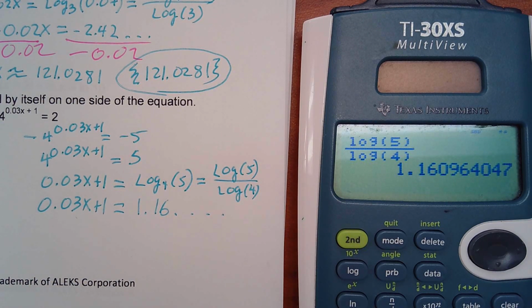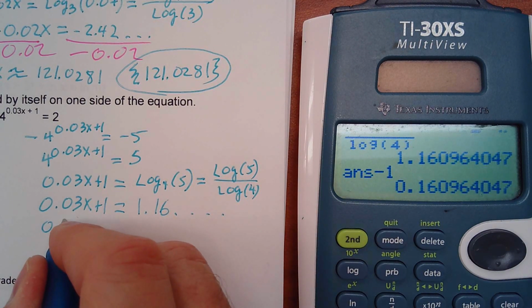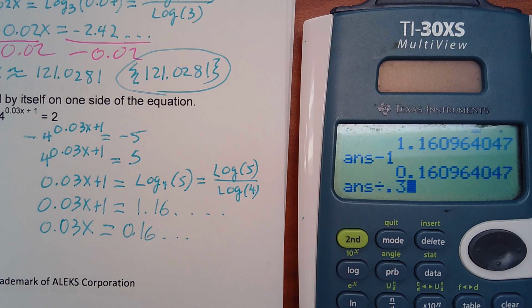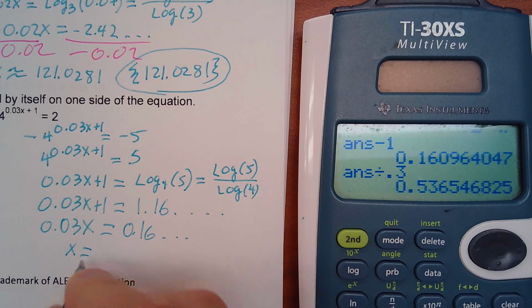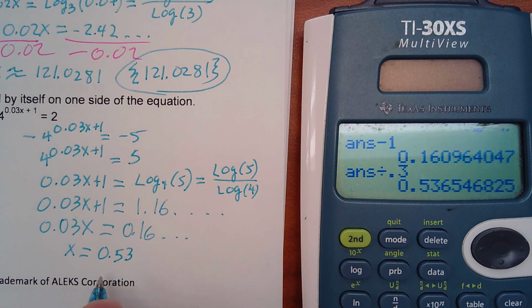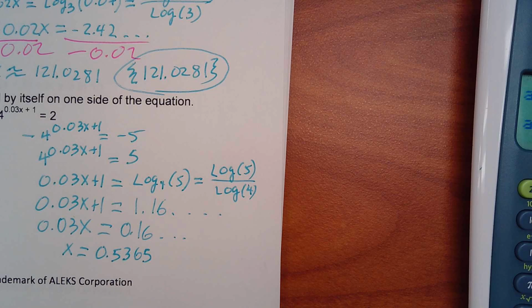We would need to subtract 1 from both sides. So that gives us 0.03x equals 0.16 dot, dot, dot. And then divide by 0.3. I'm just trying to avoid any kind of rounding until we're done at the end of the problem. I think we've been rounding to 4 decimal places, so let's round that to 6.5. So that would be our approximation.